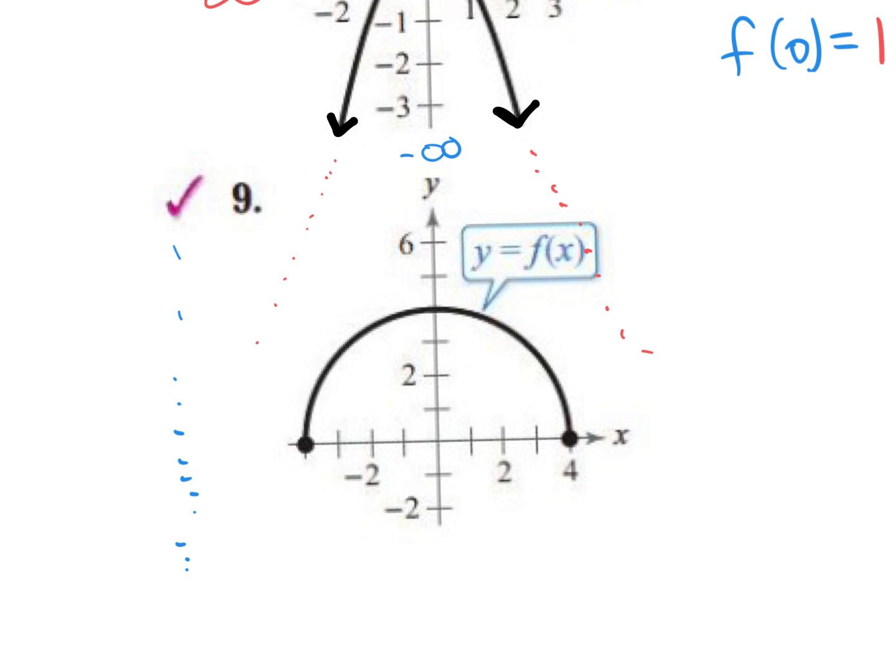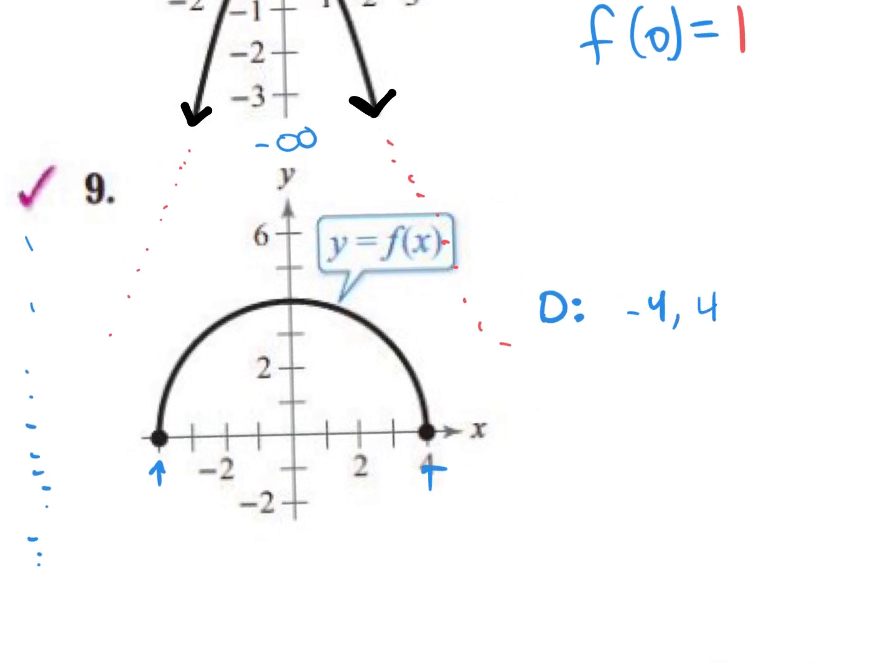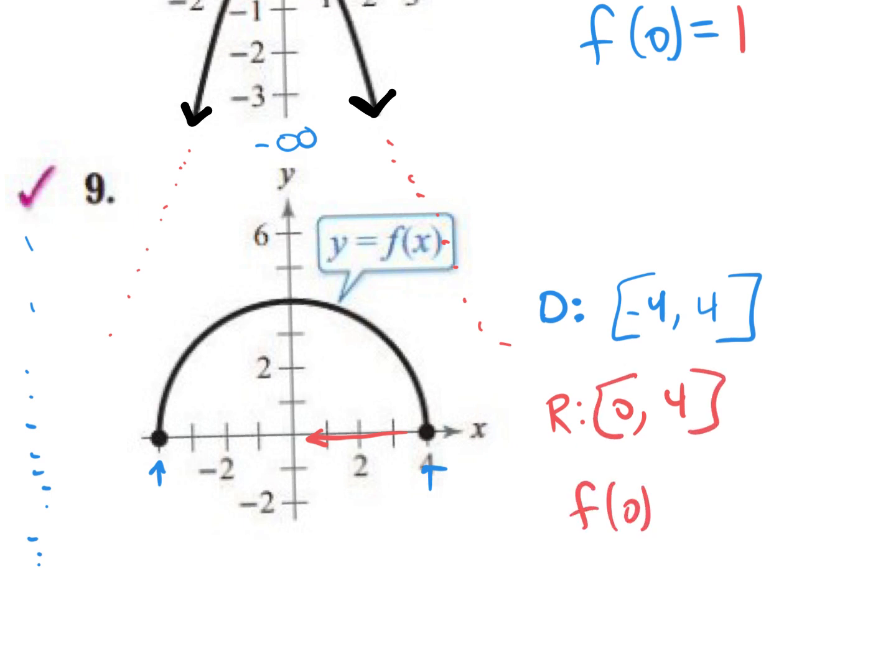So if I'm going to talk about domain, what's the furthest left the value is, and what's the furthest right? -4 to 4. Parentheses or brackets or what? Both bracket. Why? Because both the dots are closed. Good. What's the range? What's the lowest? 0, right? Look. Go 0 to what's the highest? Perfect. What goes on both? Perfect. And then what is f of 0? Where 0 is on the x-axis, what is your y value? 4. Good.